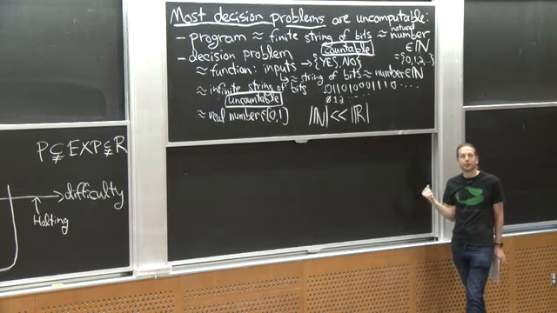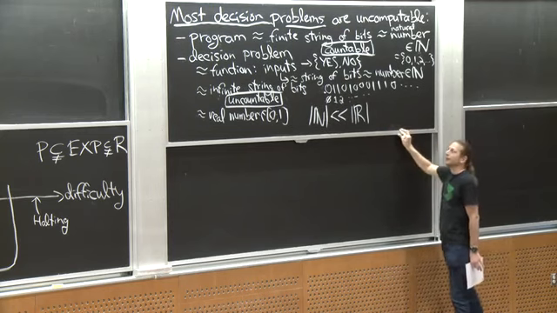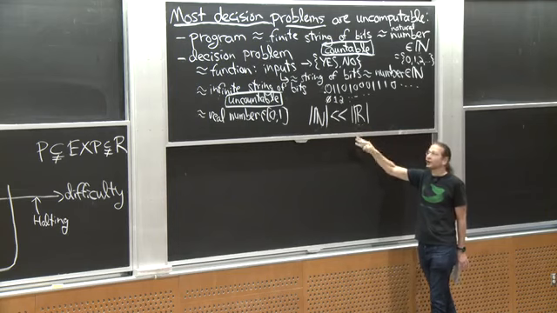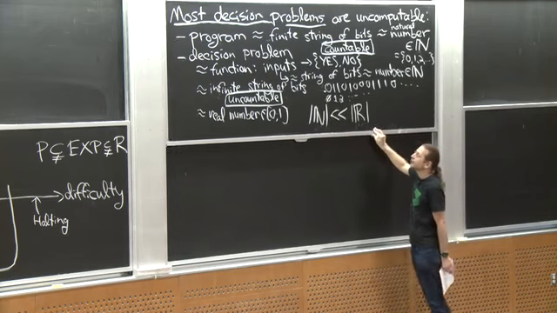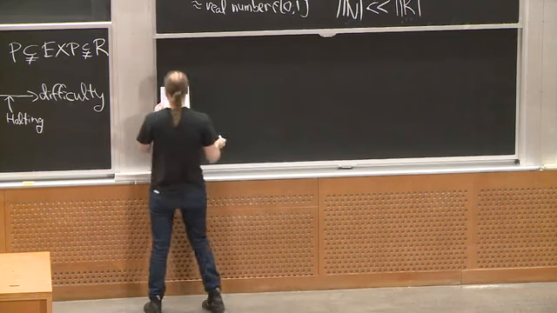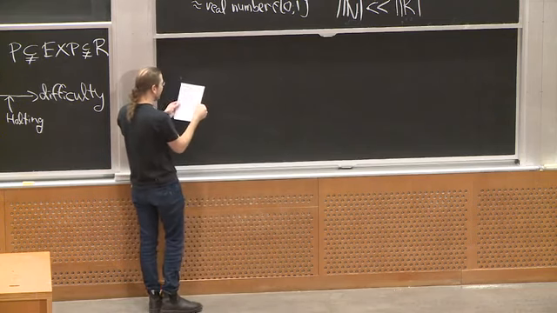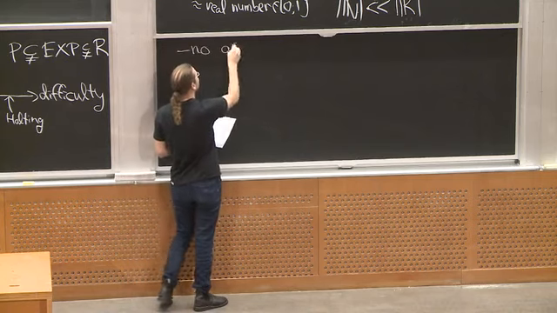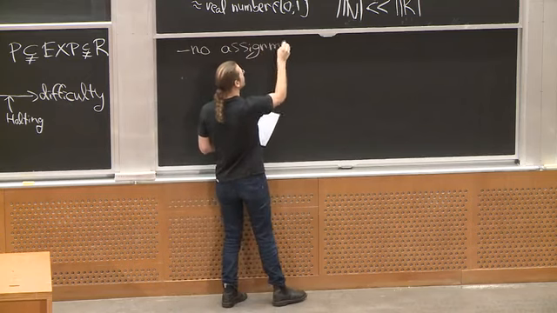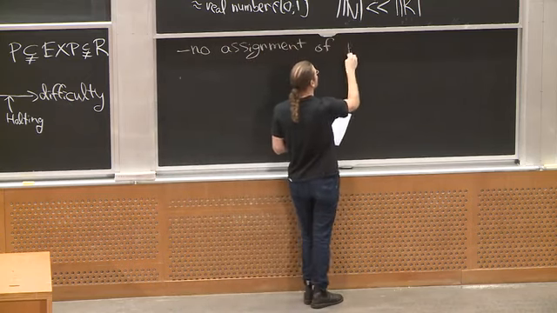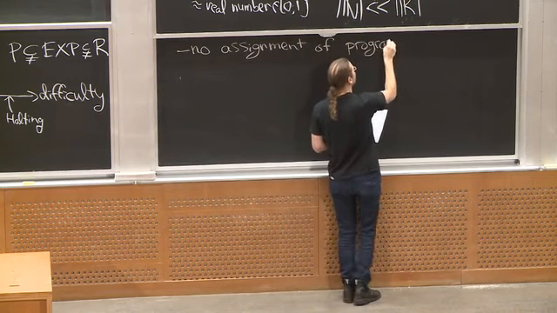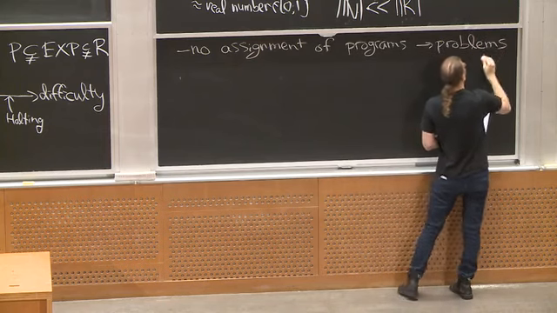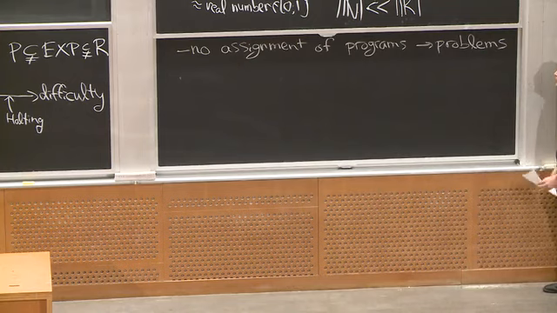And that's actually the bad direction for us. We'd like to know whether there is a program that solves every decision problem. And because there are only this many programs and this many decision problems, there aren't enough to go around. So, not nearly enough programs for all problems. And so there's no assignment of programs to problems, because there are just too many problems. More money, more problems, I guess.